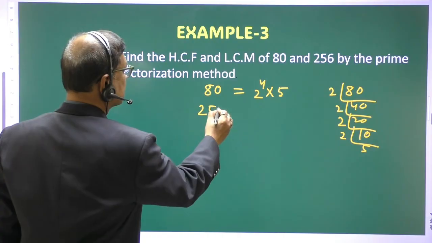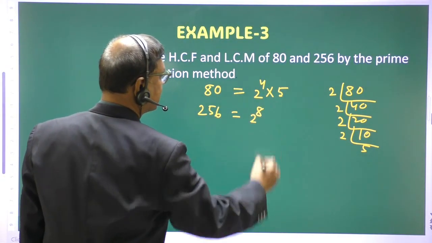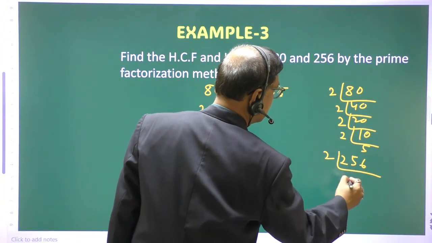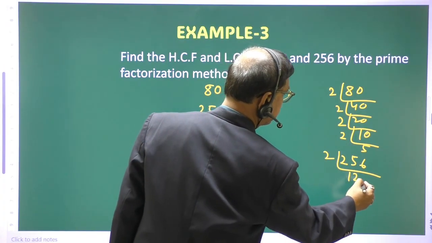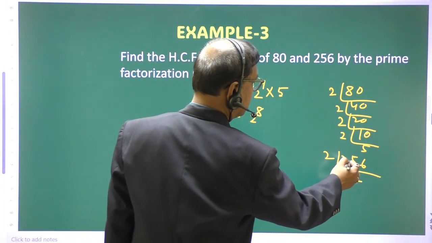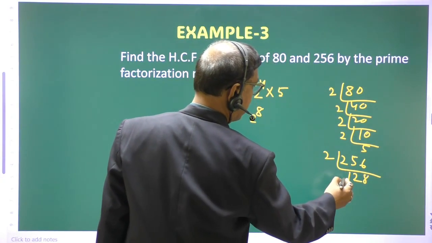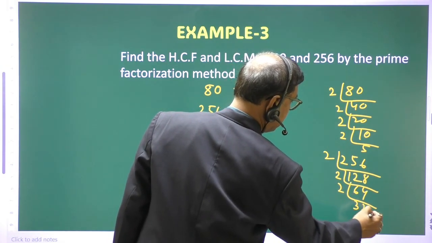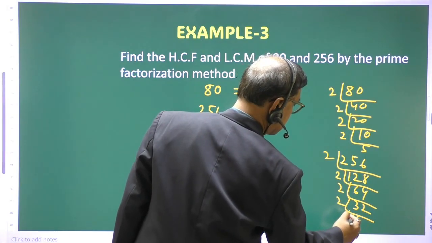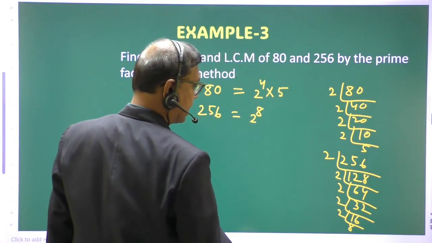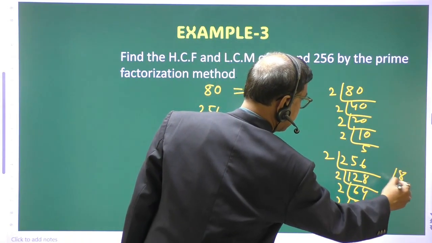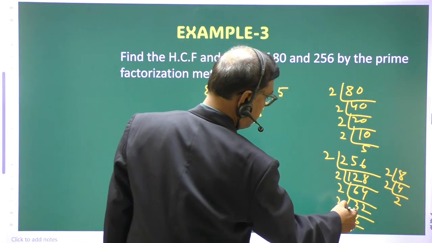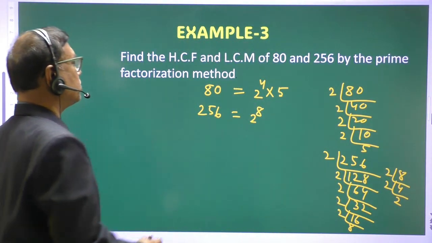Now 256, that is 2 to the power 8. So if you find the factors of 256, halving repeatedly: 128, 64, 32, 16, 8, like this. So 1, 2, 4 and 2, 2. So how many 2s? 8. So that means 2 to the power 8. Clear?